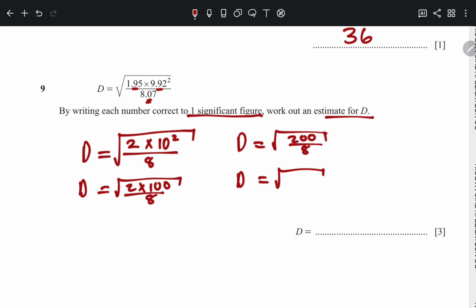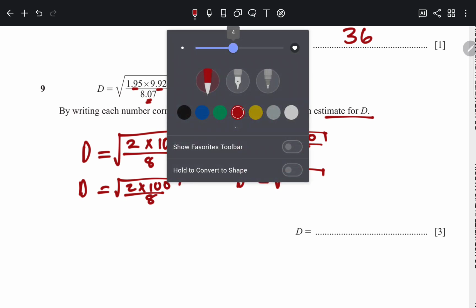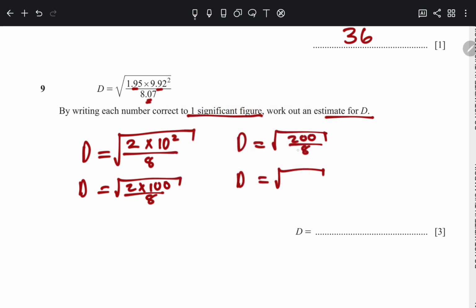Do you understand? So now if you want, you can try to simplify. It's still fine because you want to find an estimate. Okay, what number goes into 200 and into 8? 4. 4 into 20 is 5. 4 into 0 is 0. 4 into 8 is 2. So it's going to be 50 over 2, which is going to be the square root of 25. That's our D, and D is going to be 5. You see? So this is going to be 5, and you are done.